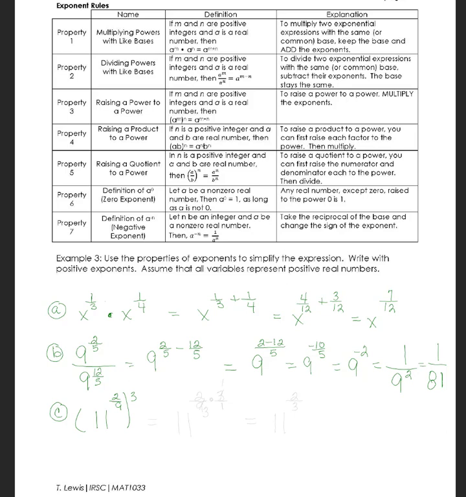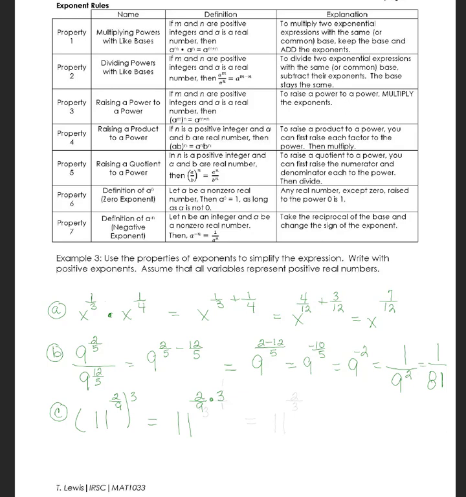Letter C, we have 11 to the 2/9, and then all of that is cubed. We have a base that's raised to a power, and then that's being raised to another power. Power to a power. So what are we going to do to the exponents here? Multiply, yes. 11 to the 2/9 times 3. That's what you're saying. You're going to multiply the exponents.